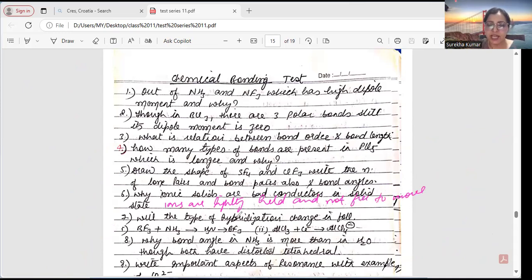Next, will the type of hybridization change in the following? BF3, its hybridization is sp2. Ammonia has sp3. After making a bond, ammonia will remain the same as sp3, but boron's hybridization in BF3 will change. It will become sp3. AlCl3 has hybridization sp2 and AlCl4 negative has sp3. Yes, hybridization will change.